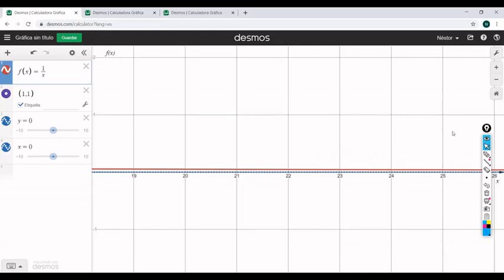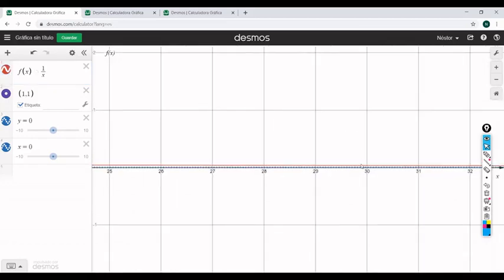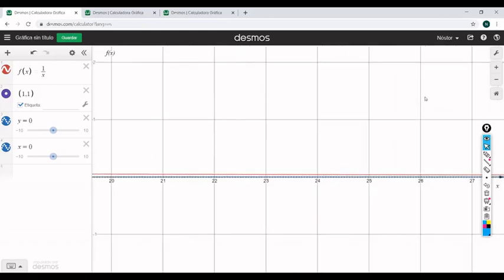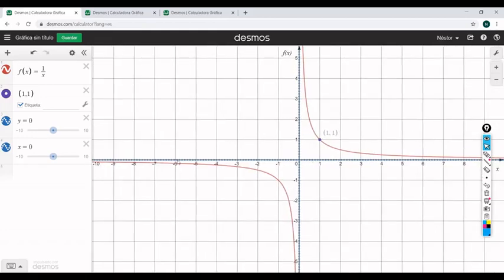Okay, it only approaches 0 more and more and more, but it never really touches that value. You see, it's getting less and less, but it never touches the value 0. So that's what is happening, guys. That's why we say that this horizontal line is an asymptote to this function.